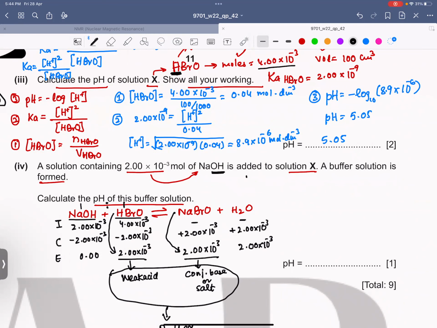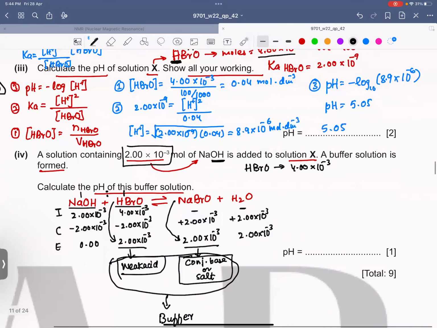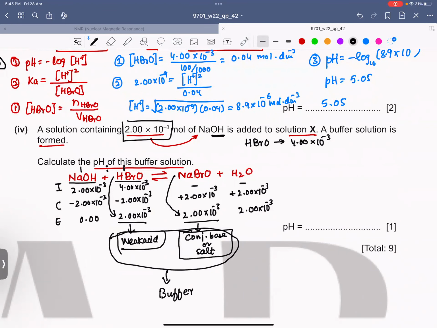Yes. But think that the moles of HBrO is 4 exponent minus 3, and the moles of sodium hydroxide is 2 exponent minus 3. So it clearly indicates that all of the acid is not going to be consumed and some of the acid would be left. And when an acid reacts with the base, that acid is going to form the salt. So in the mixture, when the reaction is finished, we have a weak acid present in it, and its salt is also present in the mixture, right? Yes, sir. So what is a buffer? If you recall the composition of a buffer, it is a mixture of a weak acid and its salt, right? Yes, sir.